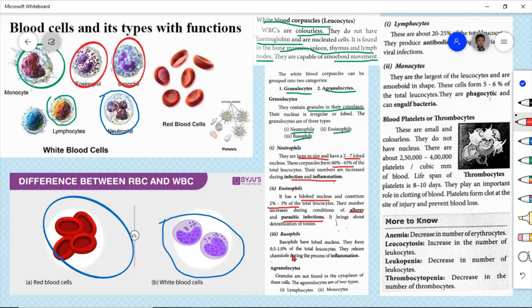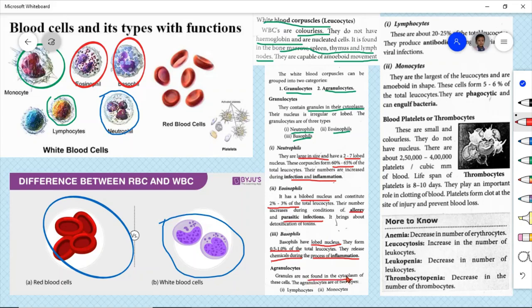The third one is the basophil. They have a lobed nucleus, a single lobe, only one lobe is present. They are 0.5 to 1% of the total leukocytes. The number is 0.5 to 1%. These basophils release chemicals during inflammation. At that time only it produces the chemicals. So these are granulocytes.